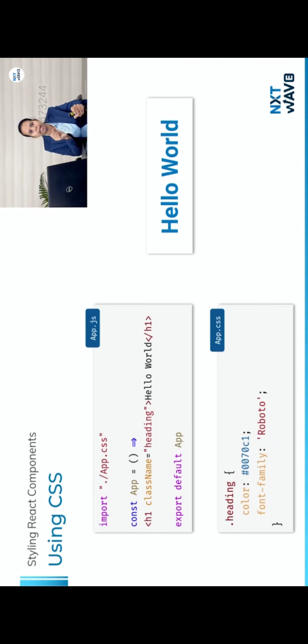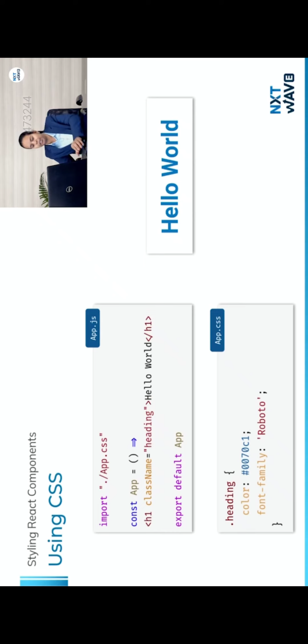Then we want to display the Hello World heading. So for that, we have this h1. And then we want the styling to be applied. So for the className attribute, we have provided heading as a value. You can see that there, className equal to heading. And we were able to achieve this output, right?